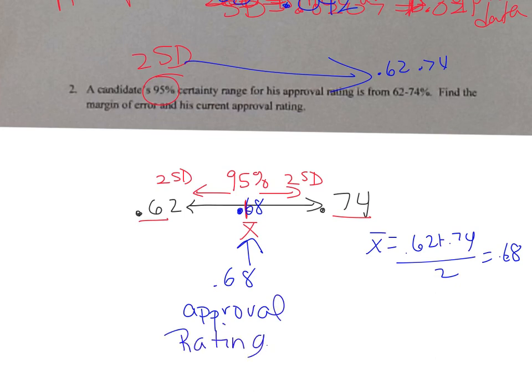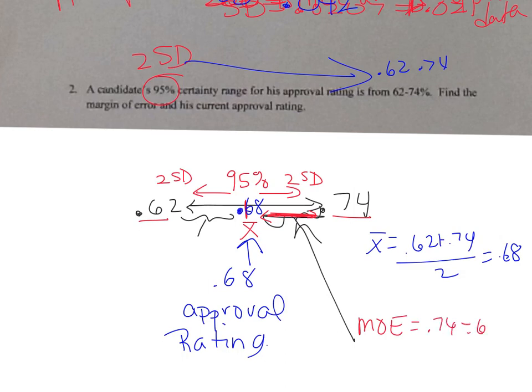Okay, so now we want to find the margin of error. You could do either side of this. It doesn't really matter. The margin of error, remember, is your 2 standard deviations. So you can either find the right side or the left side. I'm going to find the right side here. That's going from 0.74 to 0.68. So the margin of error would be 0.74 minus 0.68, so the margin of error is 0.06.